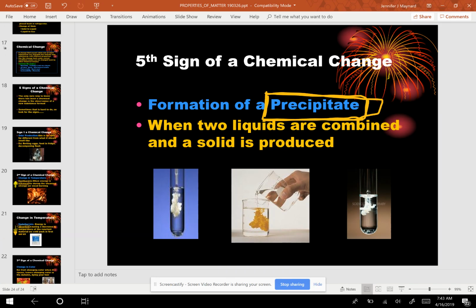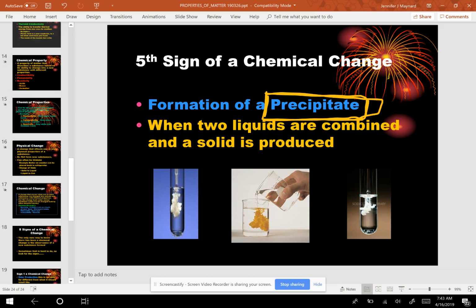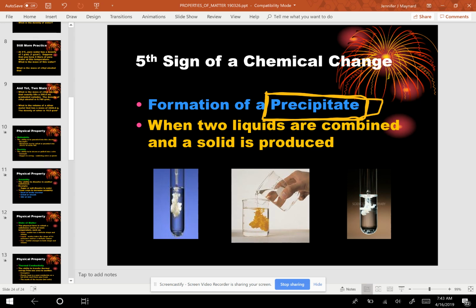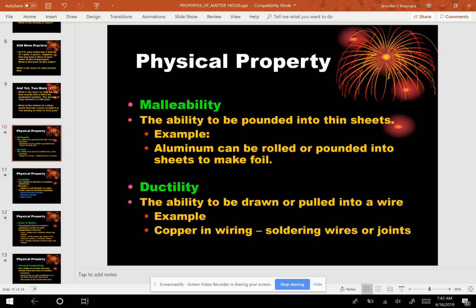Okay, guys, this is part 4, and I have to scroll back up because part 4 didn't take last time. So we're up here at physical properties. Remember, physical properties are things that we can touch, taste, smell. They're things that are intrinsic to that thing themselves.